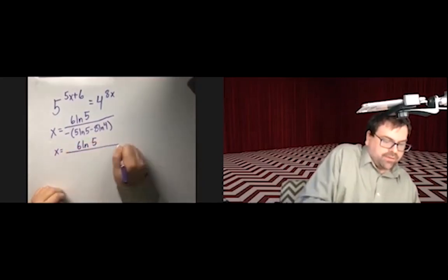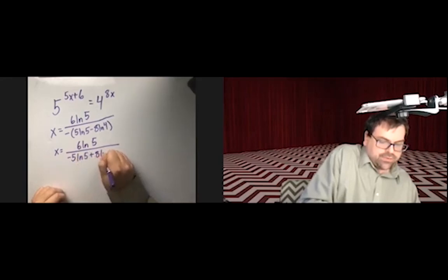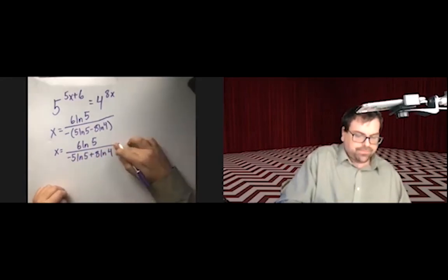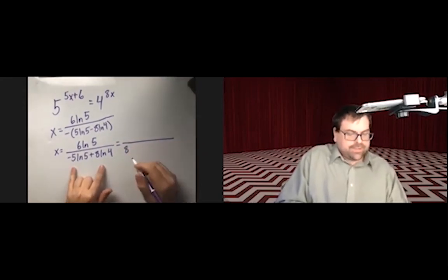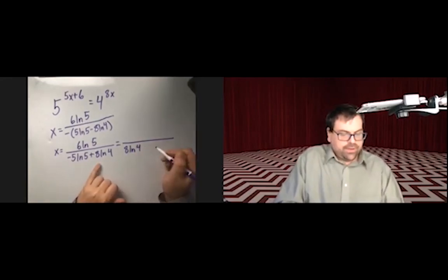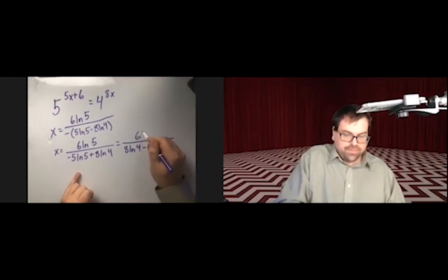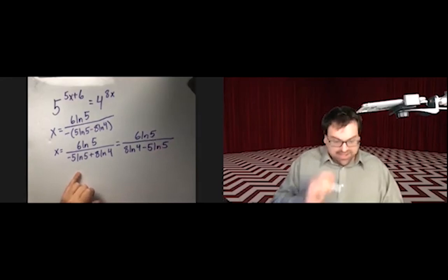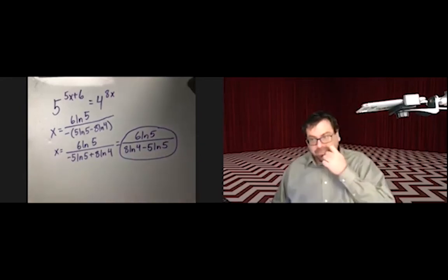So I distributed the negative on the bottom. Plus 8 natural log 4. And now the bottom can be rewritten. Since it's negative plus this, we can switch the order of addition so that it's 8 natural log of 4 plus a negative, which is just minus 5 natural log of 5. We don't like starting with our negatives. And that is the final form.